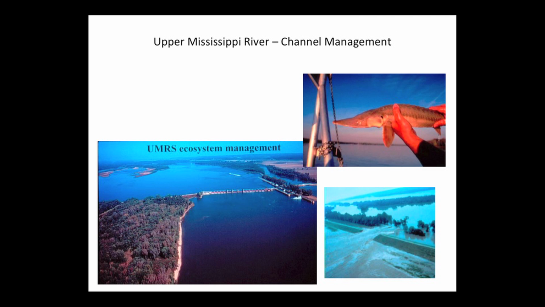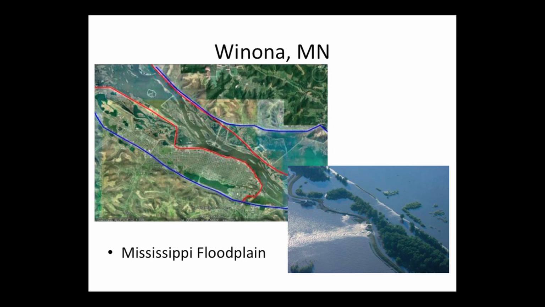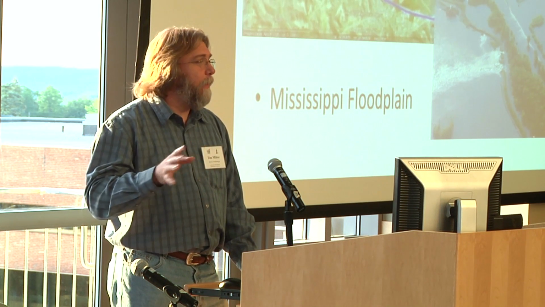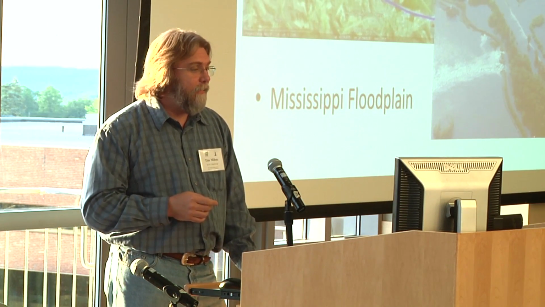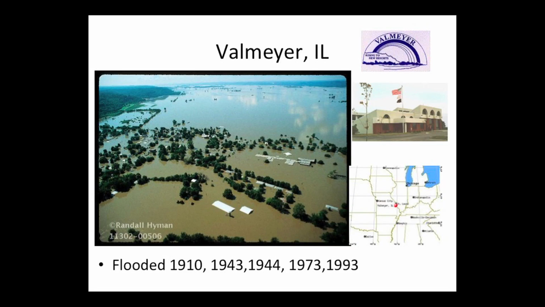How about the Mississippi River? Winona, Minnesota continually floods. Here's the town in the floodplain. Here's the town. There's the floodplain. What do we do? I mean, it could be worse. We might not be in high gradient mountain systems like this group, or Valmeyer, Illinois, and the 93 floods. And this town's flooded 5 times prior to that.